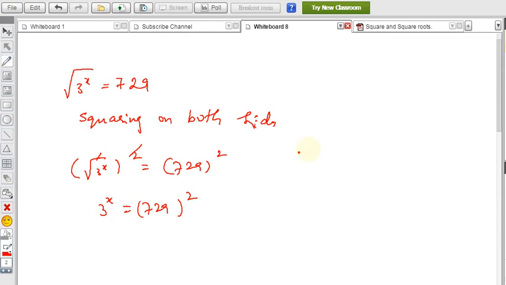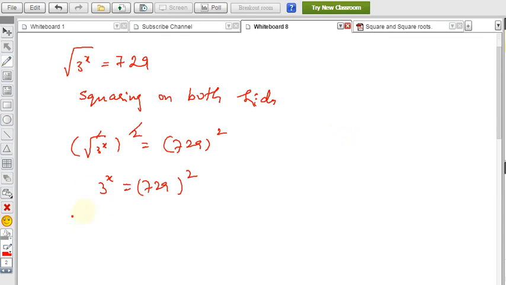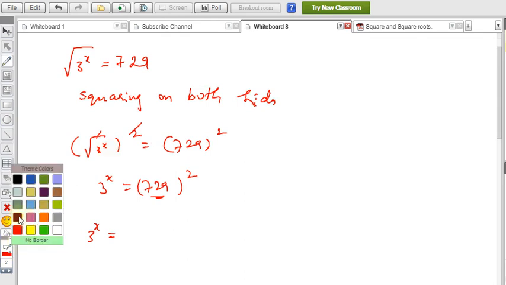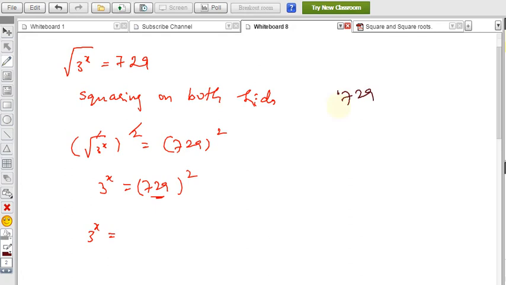Now to find the x value, we should make the base the same. Here it is 3 and here it is 729. So 3 power x as it is. 729 we can also write as 3 to the power some value. If you don't know, go with the prime factorization method, because obviously 3 will come as the base. 3 table: 3 twos are 6, 3 fours are 12, 3 threes are 9. Again, 3 eights are 24, 3 ones are 3. 3 nines are 27, 3 threes are 9, 3 ones are 3. How many 3s are there? Overall 6.